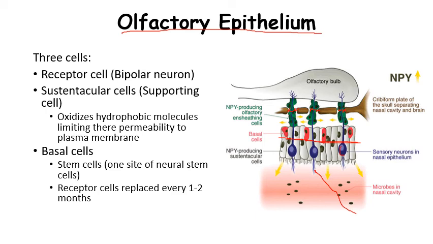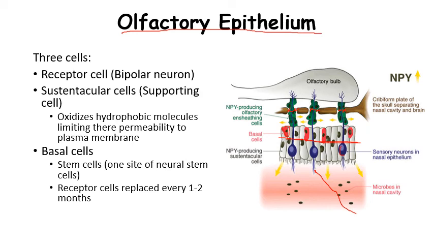Okay. Kind of unique thing here is these basal cells. These basal cells are stem cells because they are going to replace damaged sensory cells. So this is one of the regions in which we actually have stem cells for neurons, because these sensory cells are actually neurons in this case.